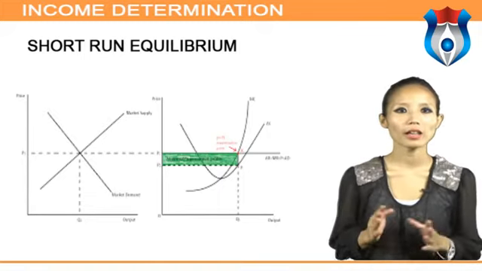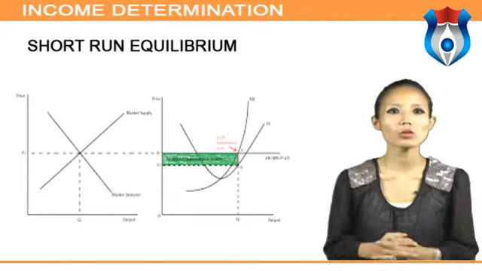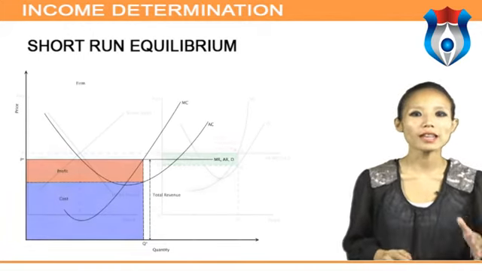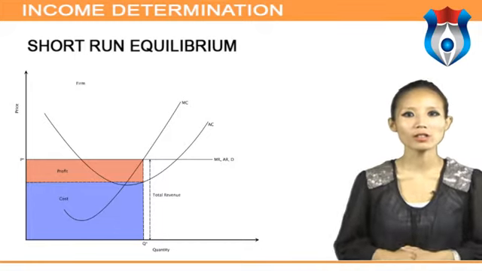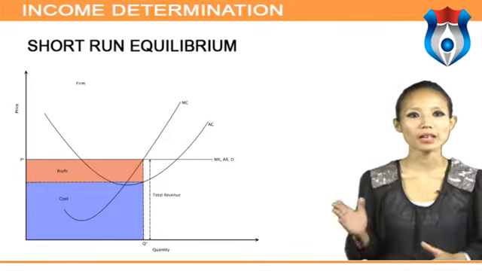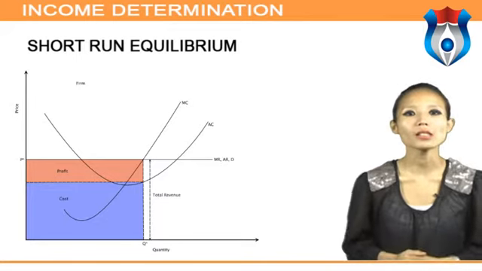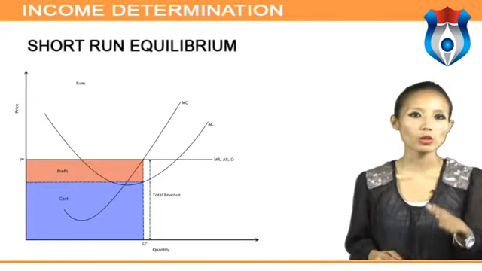Number 2. AR lesser than AC, equal to subnormal profits. The second firm with AC2 as its average cost curve is a less efficient firm. Its average cost curve passes from above the MR equal to AR curve.